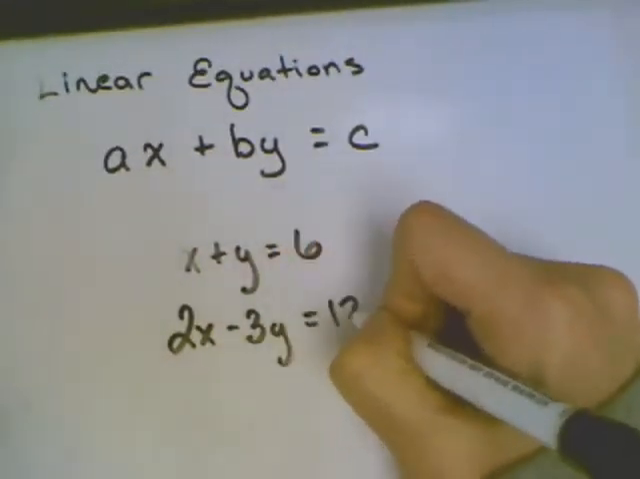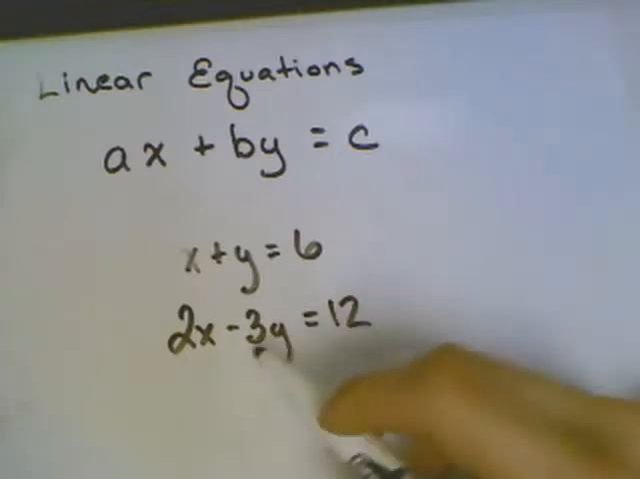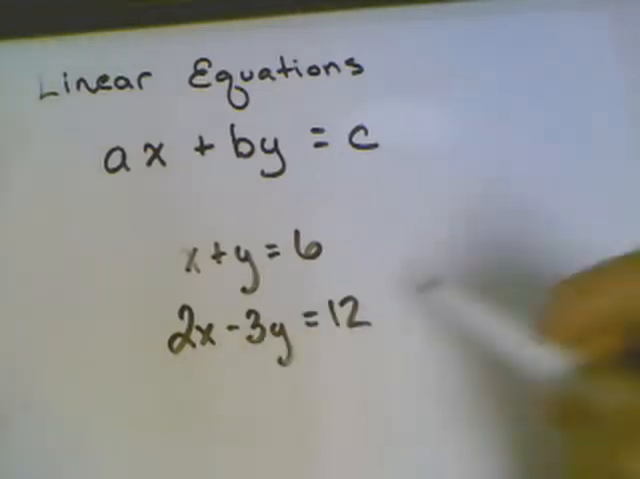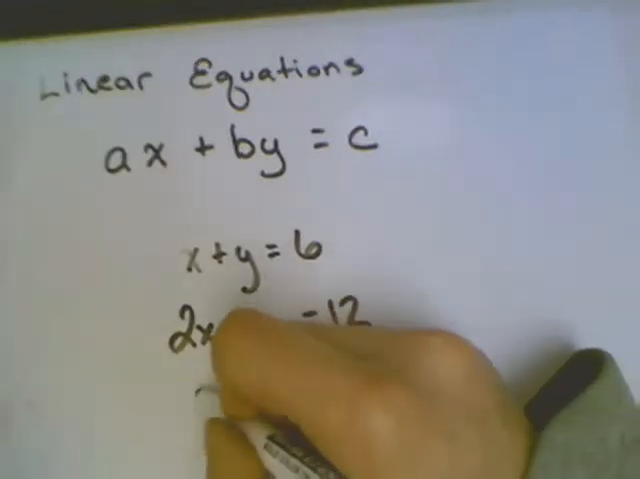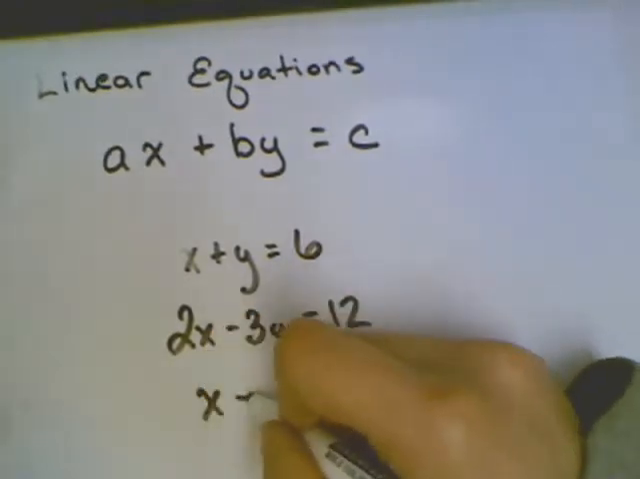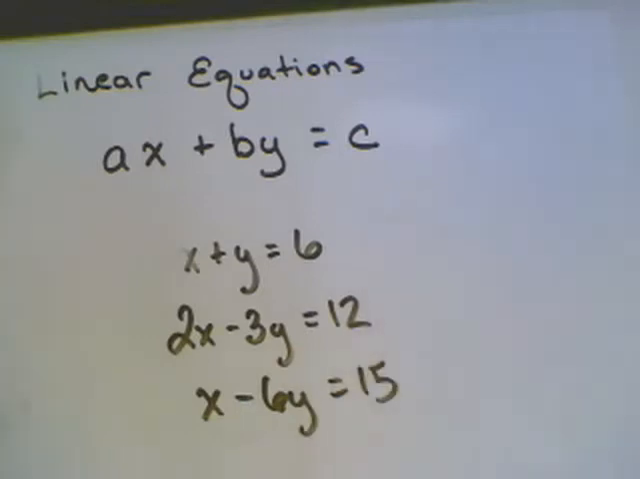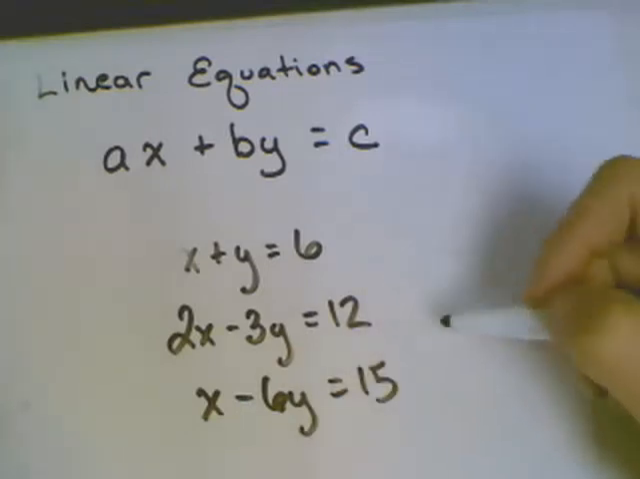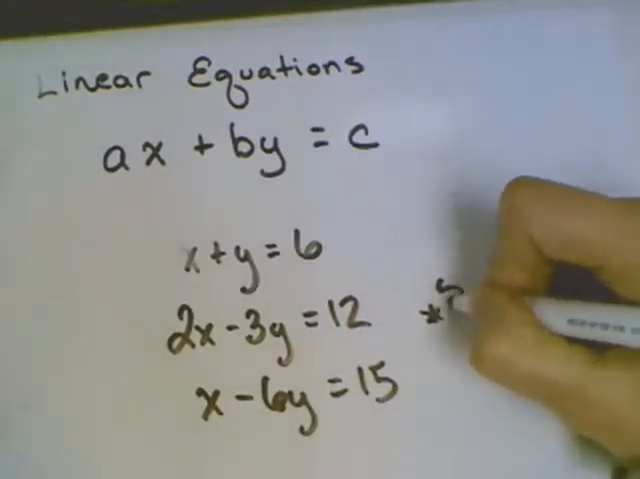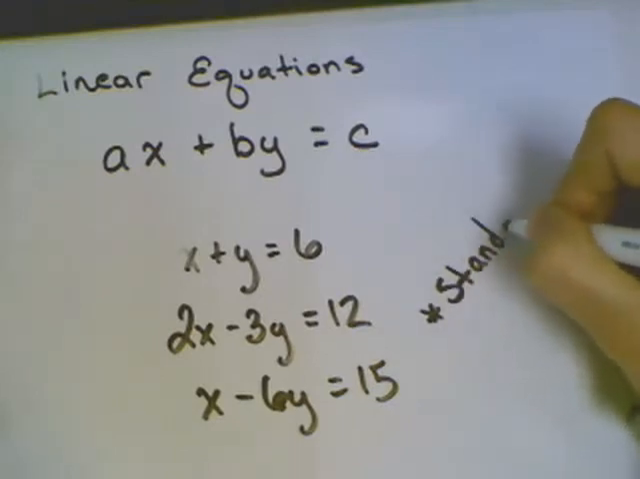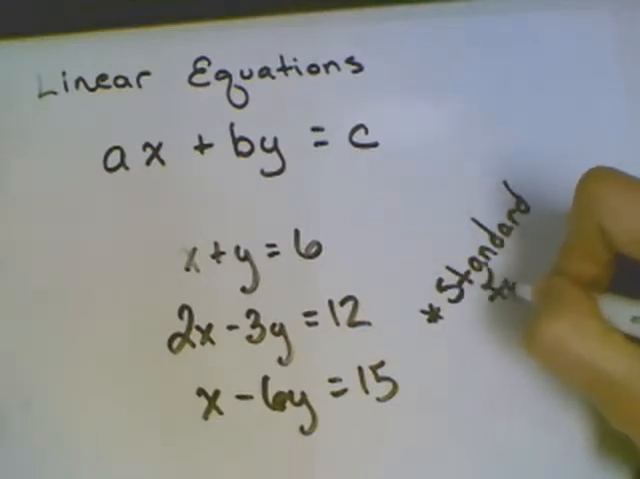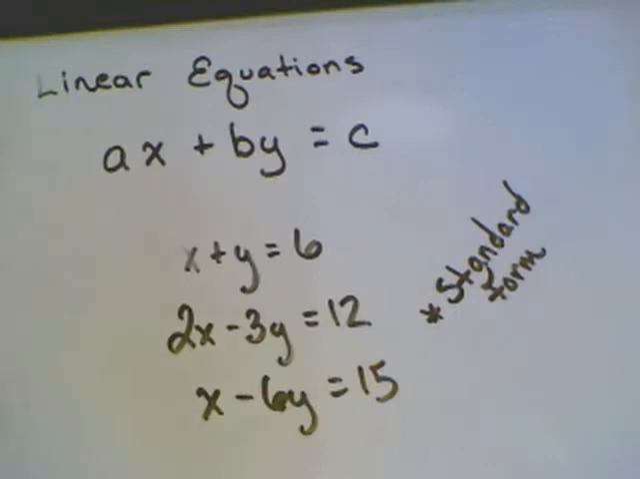2x minus 3y equals 12. This is another linear equation where a is 2, b is -3, and c is 12. x minus 6y equals 15 is another linear equation. All of these linear equations are in what is called standard form. So let's talk about how to graph equations that are in standard form.